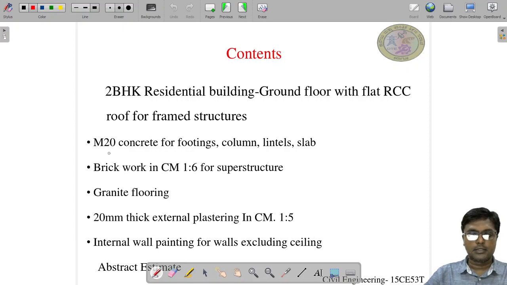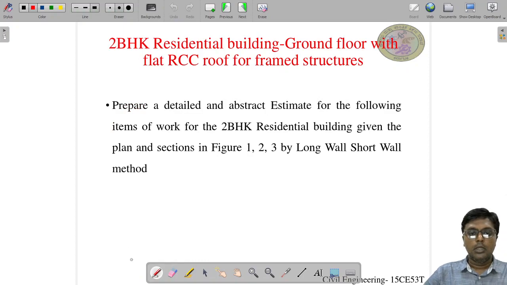In this session, for the same building, let us calculate the quantities of M20 concrete, brickwork in cement mortar, granite flooring, 20 mm thick external plastering and internal wall painting for walls excluding ceiling, and also we will be doing the abstract estimate for all the items. Prepare a detailed and abstract estimate for the following items of work for the 2 BHK residential building given the plan and sections in figures 1, 2, 3 by long wall short wall method.